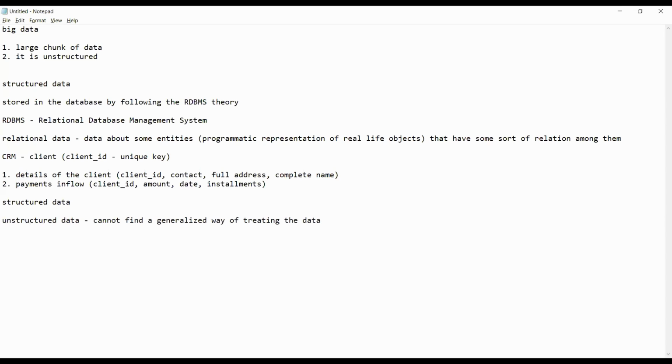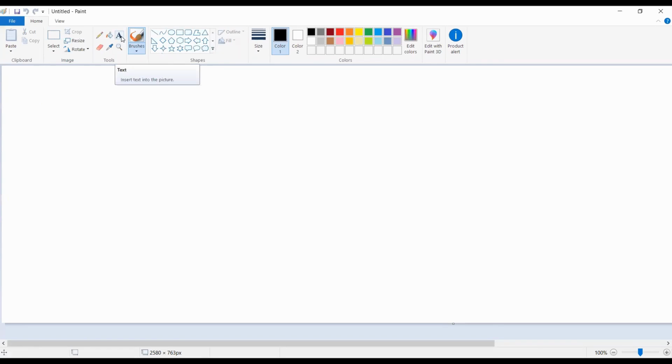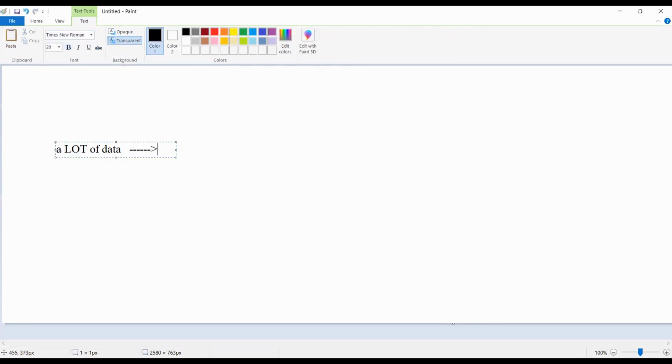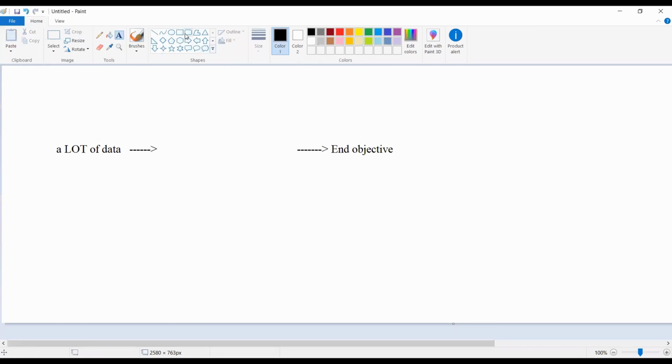Well, there are a lot of things you can do with the data. Now, the first point we need to keep in mind when we are talking about doing something with the data is what is our end objective that we are trying to achieve, and what all things we have right now with us. So it comes like this. You've got a lot of data. You're trying to form some kind of black box that will take you to your end objective. So this black box is the problem that you're trying to solve.